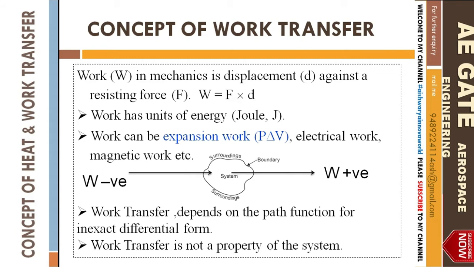Remember, work transfer depends on a path function. This is a very important point. Work transfer is also not a property of a system. Both the heat transfer and the work transfer are not properties of a system. Both are path functions with inexact differential form. You better remember that. What is meant by property? We have already studied property. They are not properties, they are only path functions.